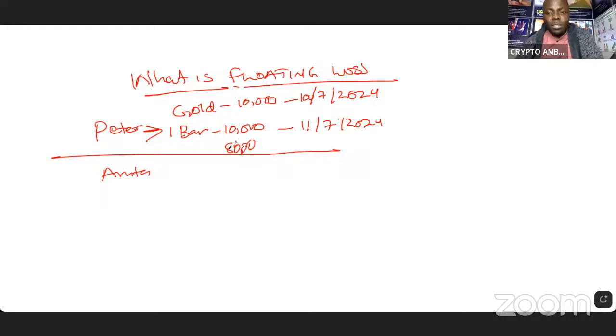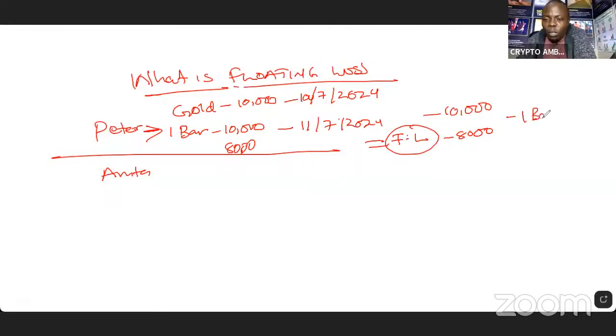I have a question. Has Peter lost his gold? So Peter is on a floating loss, because Peter bought his gold at $10,000, but the price of the gold is $8,000. Peter still has his 1 bar of gold.